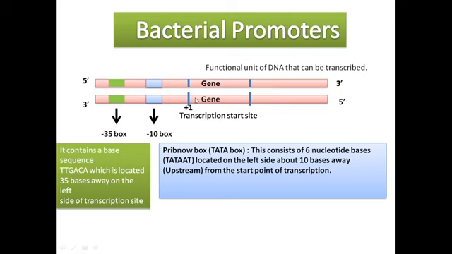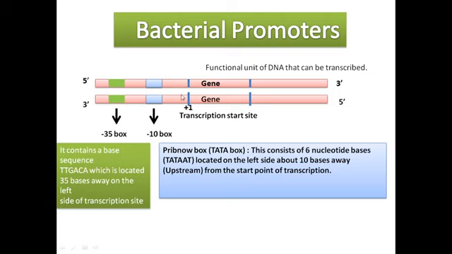Now, to the left of the plus site we call it upstream, and to the right side we call it downstream. About 10 nucleotides away from this plus site towards the left, we have a consensus sequence which we call the Pribnow box or TATA box. It consists of 6 nucleotides which remain consensus, that is TATAAT, located on the left side about 10 bases away. So the -10 says that there's a consensus sequence about 10 nucleotides away from the transcription start site, and minus indicates that it is an upstream sequence.